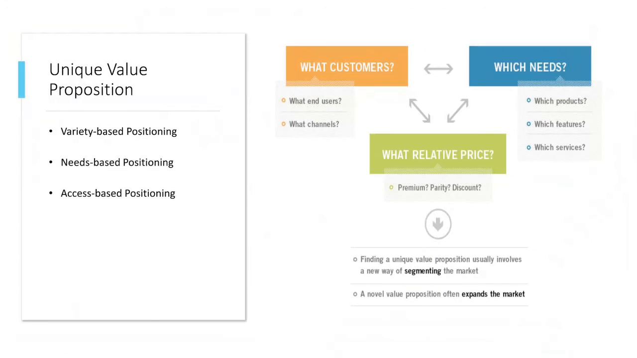With variety-based positioning, we decide to produce a subset of an industry's products or services. With needs-based positioning, we decide to serve most or all the needs of a particular group of customers. With access-based positioning, we decide to segment customers who are accessible in different ways. A strategy is the creation of a unique and valuable position involving a different set of activities.